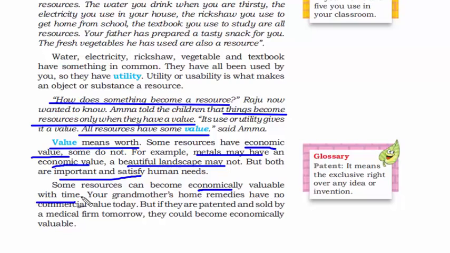Now there are some resources that can become economically valuable with time. What does it mean? I'll give you a very simple example. I am teaching you this chapter through the internet, through this free video platform on YouTube. But if I go to school and apply for a position as a teacher, then I would also get to teach some kids. In return, I would get paid. So right now, I'm not getting paid. But if I do the same thing in school, I'll get paid a salary. Therefore, some resources can become economically valuable with time.